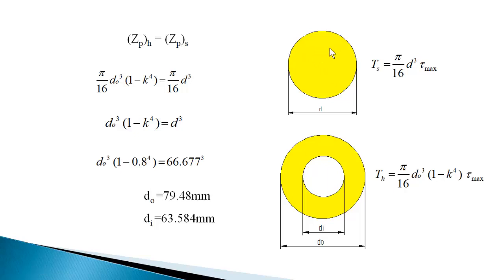So even if you remove that internal portion, and add the removed material to the external surface, that will increase the torsional strength of the shaft. So with a lesser amount of material, you can make a hollow shaft which will be able to transmit the same torque. Now we have to find out the saving in material by replacing this with the hollow shaft.